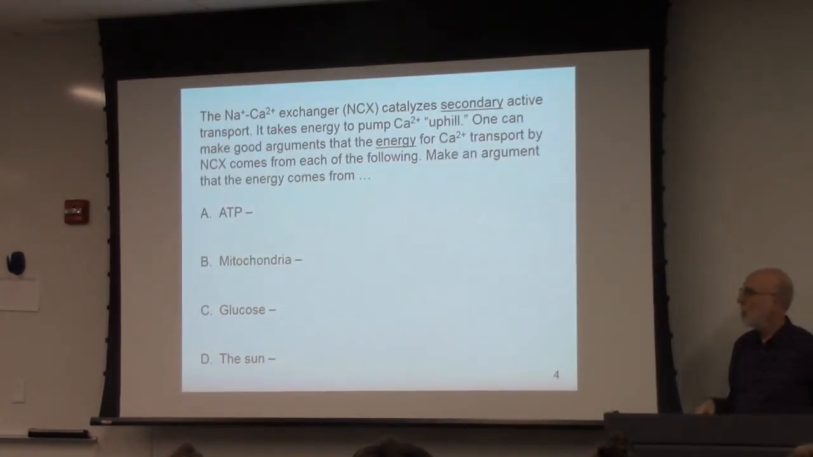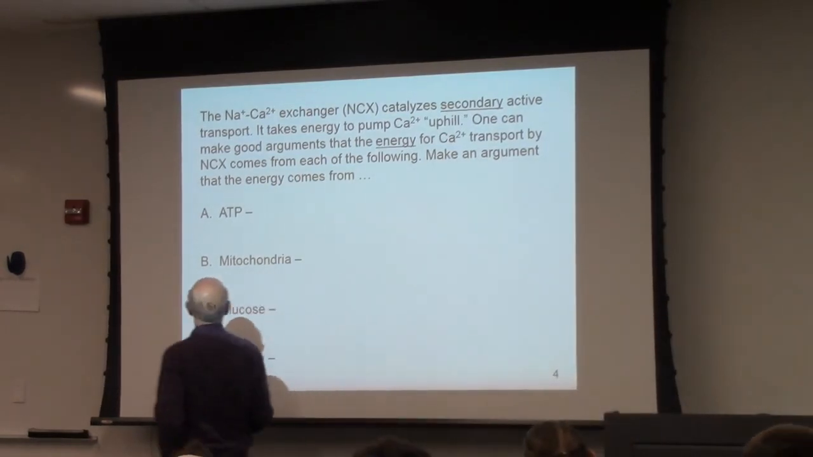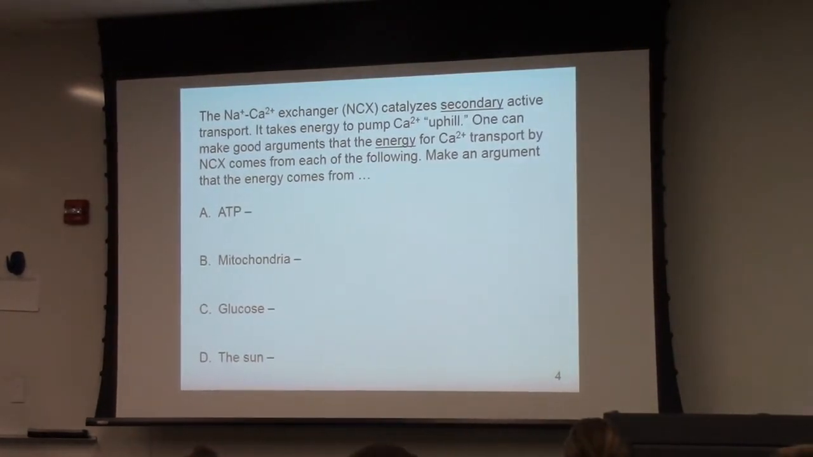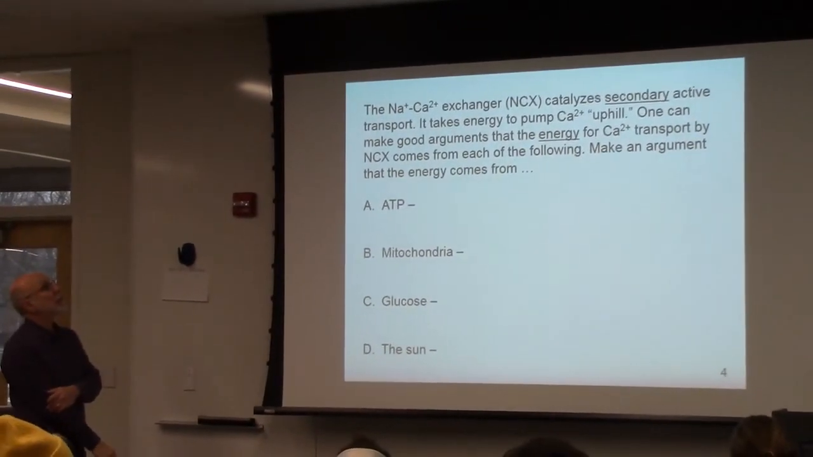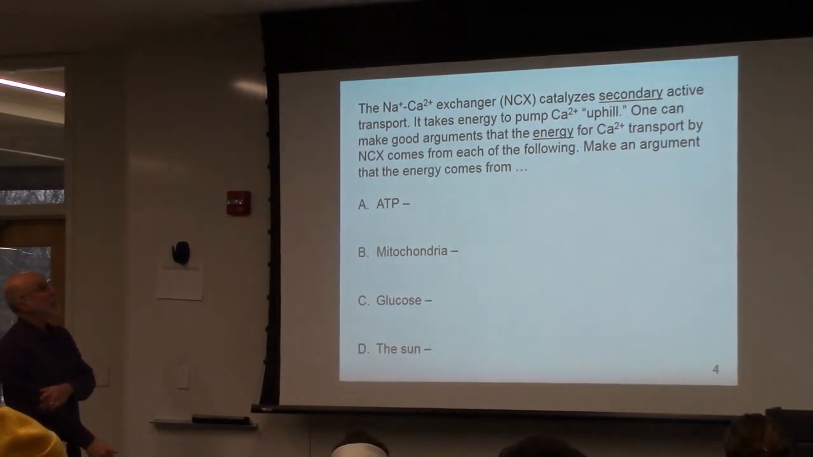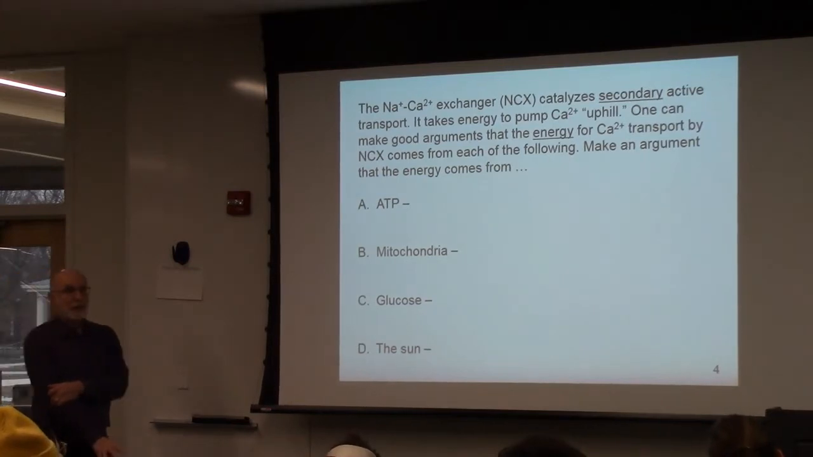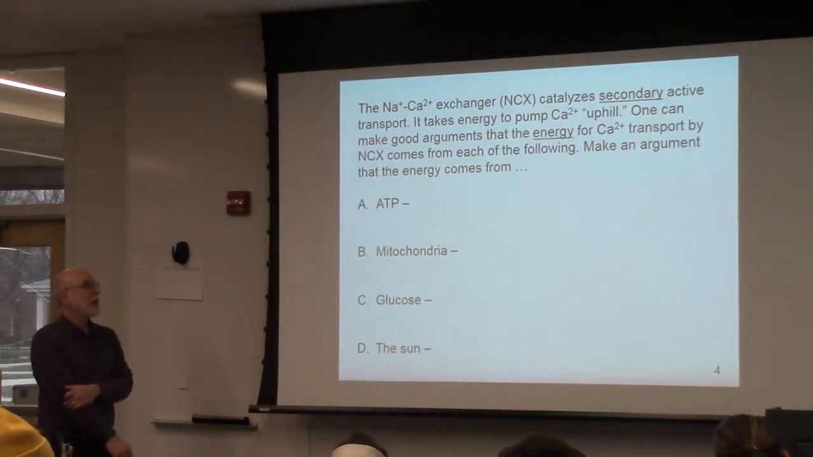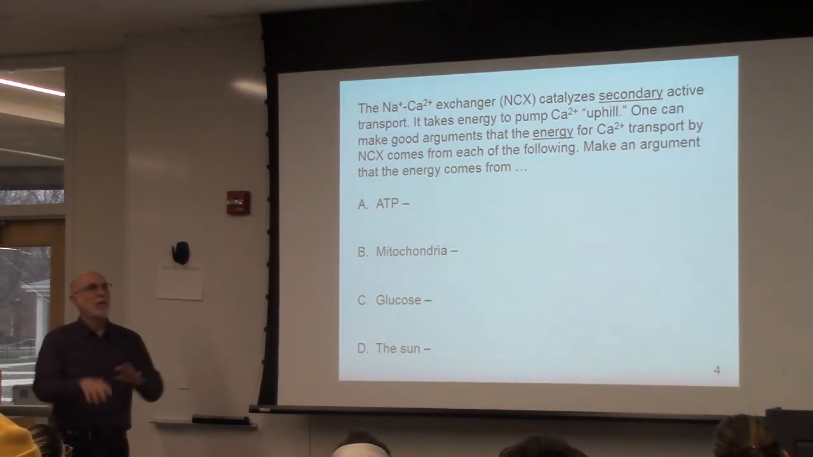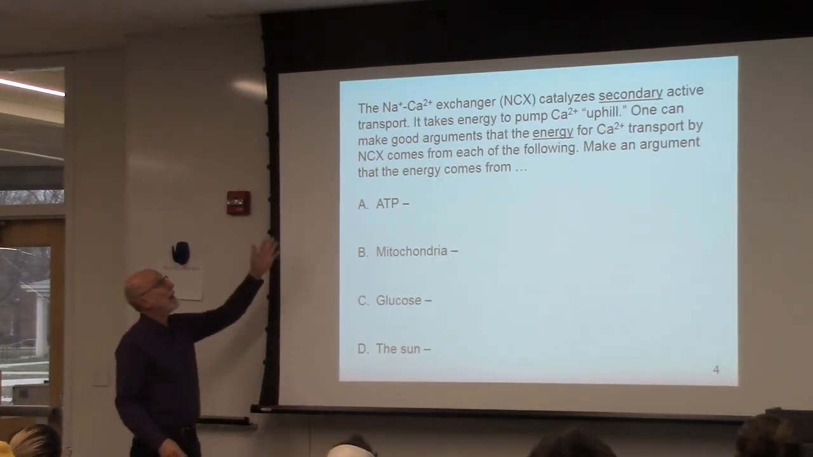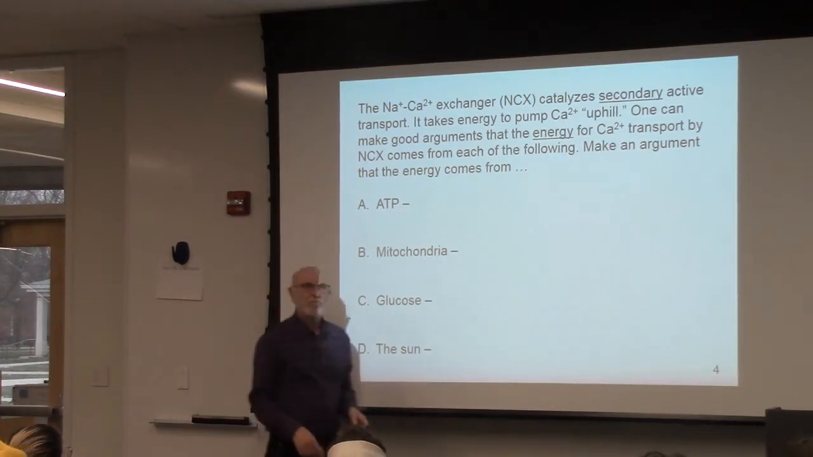So let's do this problem. Work with the person sitting next to you, or turn around and work with the people behind you. So the sodium-calcium exchanger catalyzes secondary active transport. It takes energy to pump calcium uphill, outward. You can make good arguments that the energy for calcium transport by NCX comes from each of the following. So the direct source of energy is the sodium gradient. But you can make arguments that the energy comes from ATP or mitochondria or glucose or the sun. You can make those arguments. Work with your seatmate, or people near you, to come up with a one-sentence answer that argues for each of these. Let's take 5 minutes to do this.